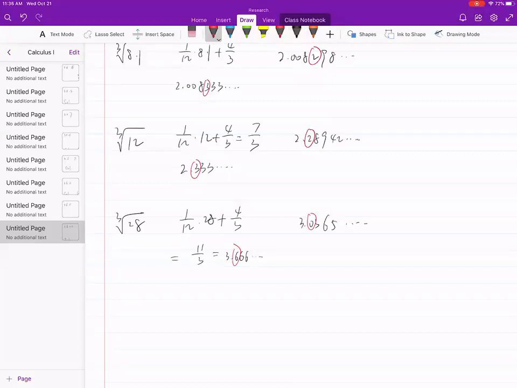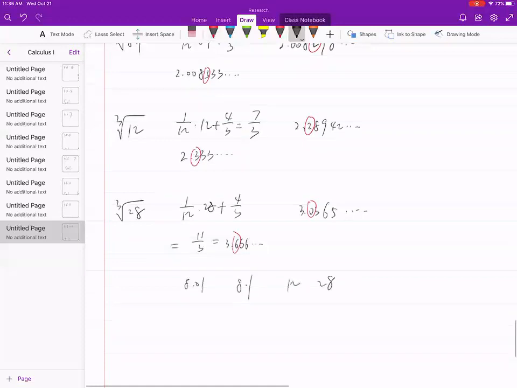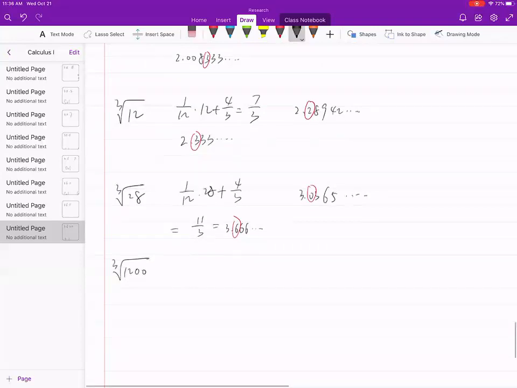Okay, so basically we have a very simple observation. The further you are from 8, the worse you are. If I'm trying to use this approximation to approximate 8.01, I'm going to be super accurate. 8.1, not so bad. 12, not good. 28, even worse. What if I use the information to approximate the cube root of 1200?